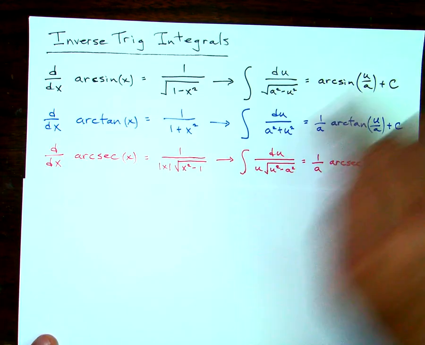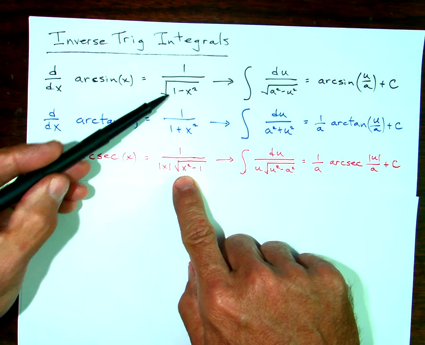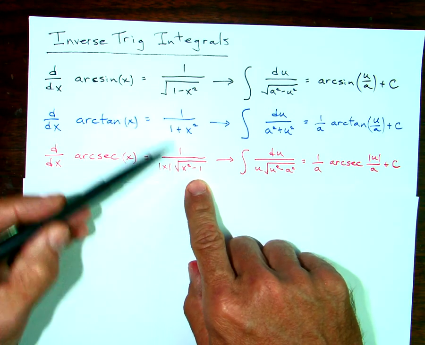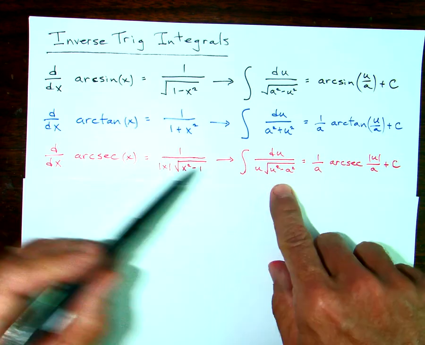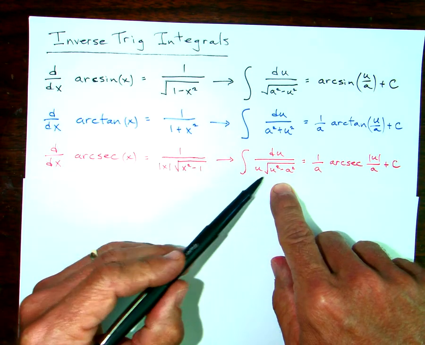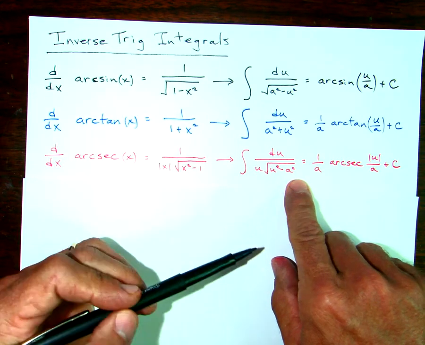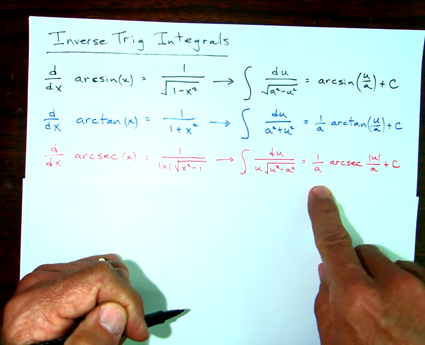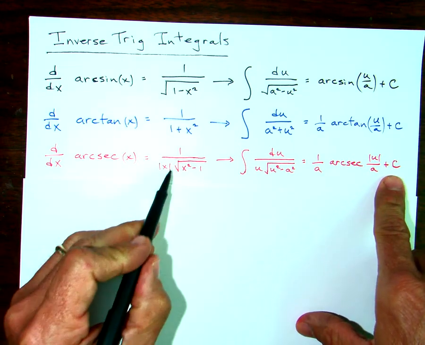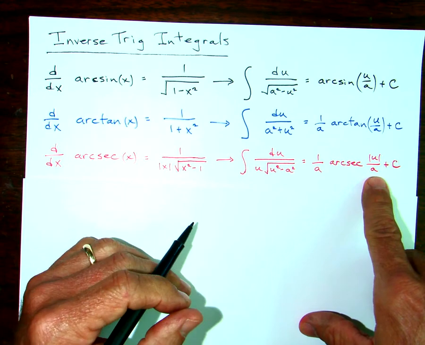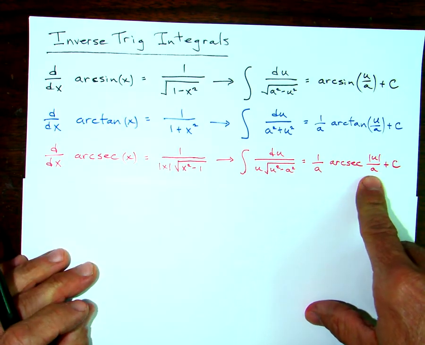And then finally, arcsecant. Notice how this differs from arc sine. In this case, it's x squared minus 1 under the square root instead of 1 minus x squared, and there's this extra factor of x out front. So when we're looking at the integral, we have some function out front, and then the function squared minus a number squared. That's going to give us 1 over a, arcsecant of the absolute value of u over a. Notice here that the absolute value was in the derivative. Here it's in the antiderivative.